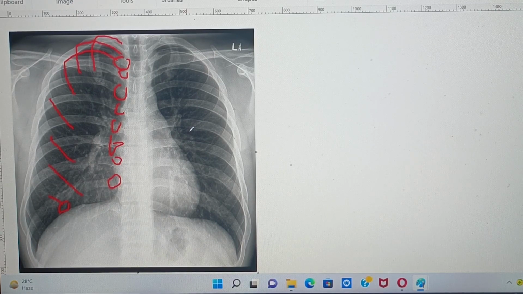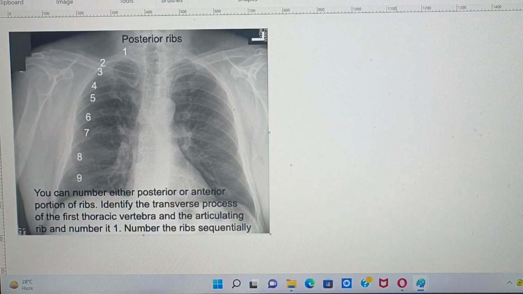So here you can see the patient has taken the proper inspiration. When you take the inspiration, the lung will inflate, and if the patient is not doing proper inspiration, the lung will not inflate properly. In that case, you can see this is the counting of the ribs again.